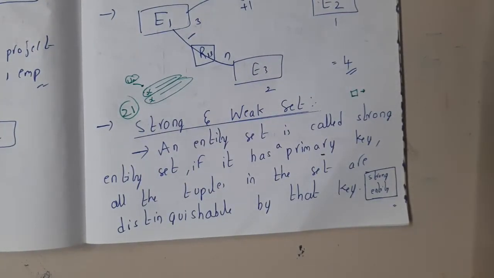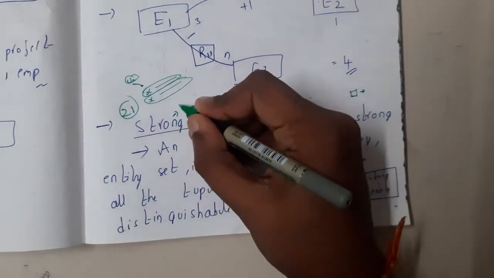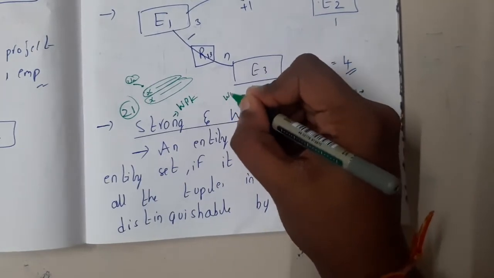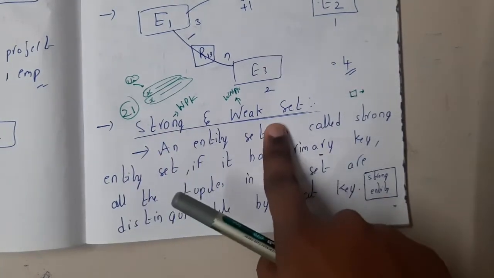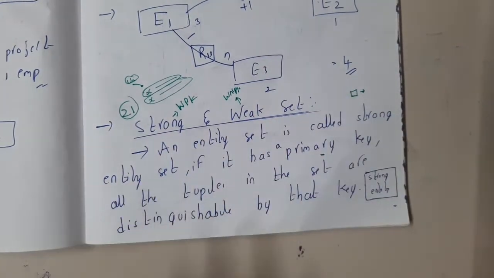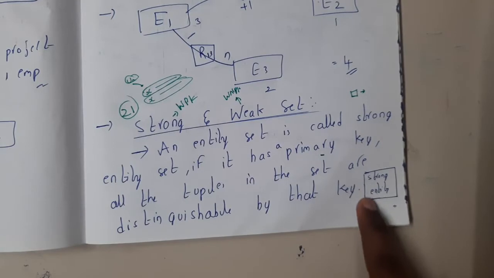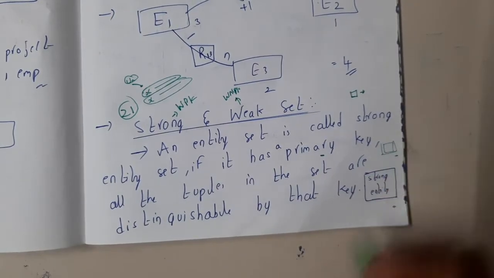Now let us go through strong and weak entity sets. I will give this definition in under 30 seconds, guys. A strong entity set will have a primary key. A weak entity set will not have a primary key. So if a primary key is present, it is strong. If a primary key is not there, that is weak. That's it. That is all about weak entity set and strong entity set. When we are working with a strong entity set, you represent it with a single square. When you are working with a weak entity set, you represent it with a double square.